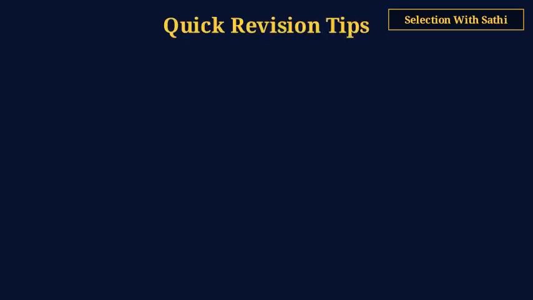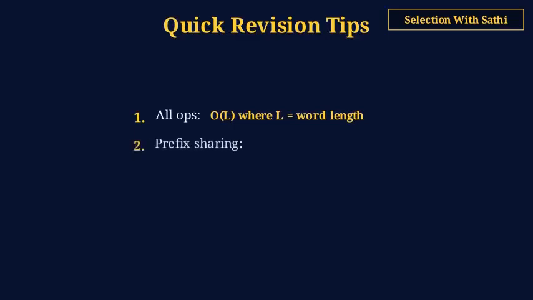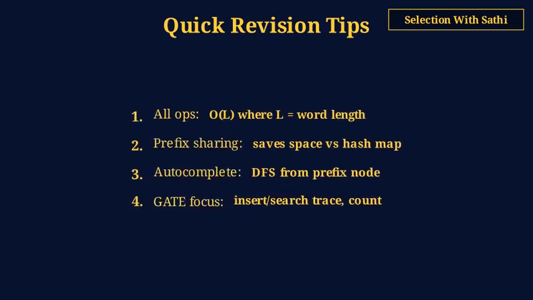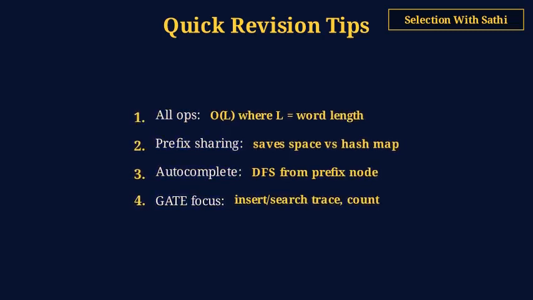Quick exam tips. First, tries use more space than hash tables because each character gets its own node. But they give prefix-based queries for free, which hash tables cannot do. Second, a compressed trie or radix tree merges single-child chains into one node, saving space. Third, key applications include spell check, autocomplete, IP routing, and T9 predictive text.